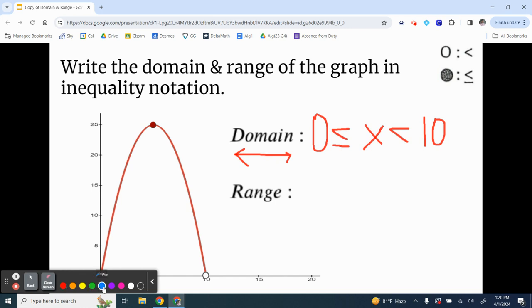Now let's jump over to the range. Now remember, domain was left to right. Range is everything from bottom to top. Now the range can sometimes get a little tricky. So when I'm looking at this, the lowest value is obvious. Obviously the bottom value is down here. And again, that value is going to be at 0.